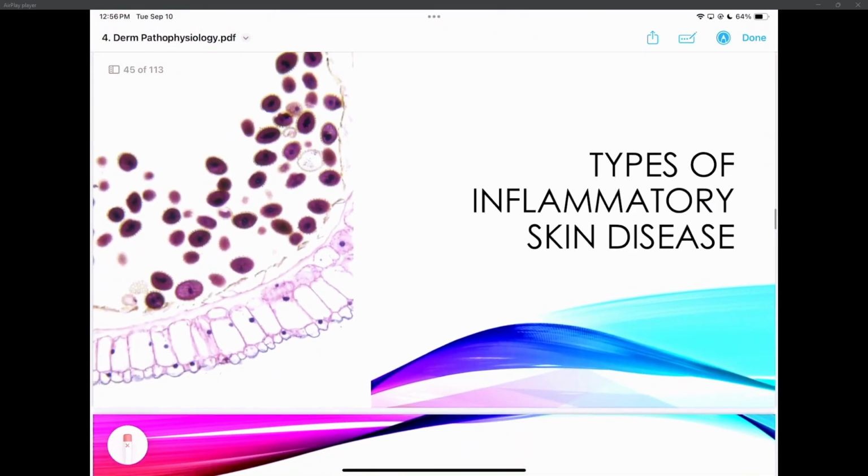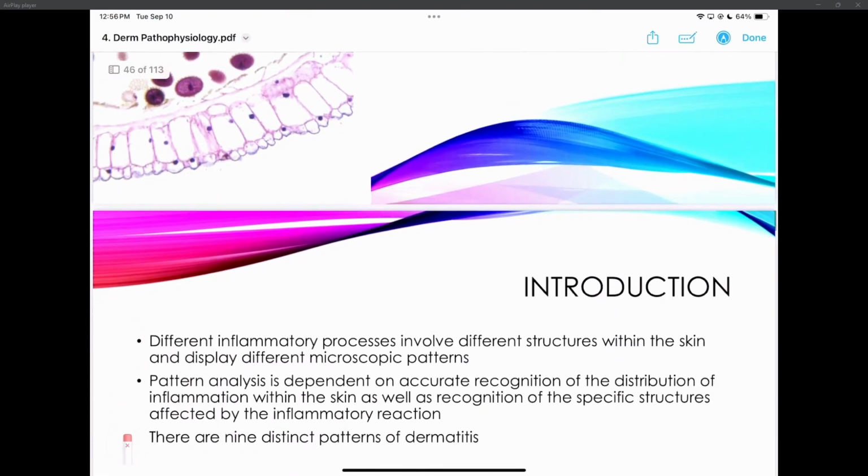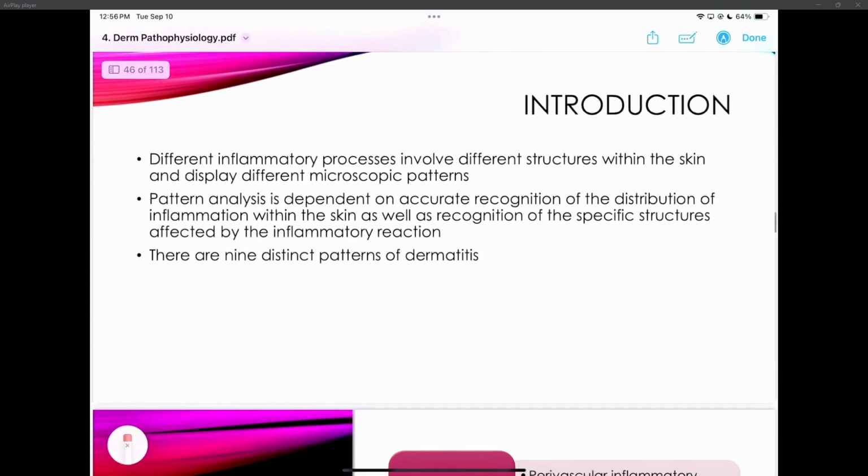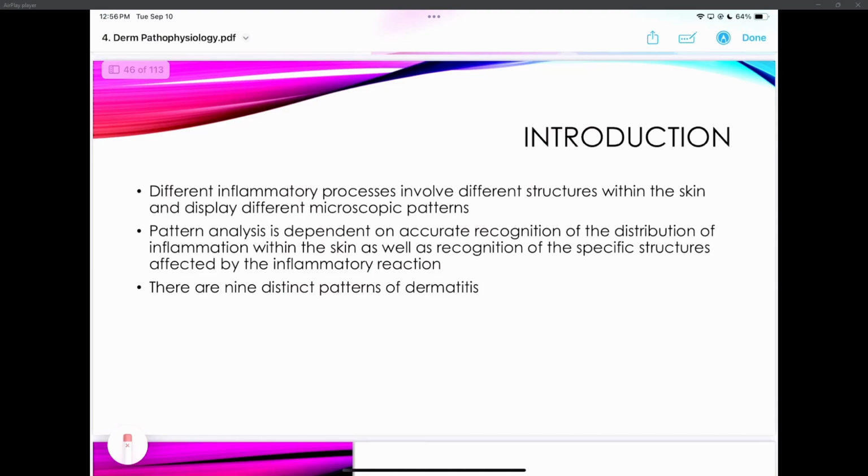Okay, so types of inflammatory skin diseases. This is pretty much all we're going to be focusing on in this class, the inflammatory skin processes. They have different structures within the skin that they affect, and display different microscopic patterns. There's only 9 of them that we have to worry about. Of these 9, we're going to go through what diseases fall under this category. So we are going to associate the diseases, but we're looking at it from what disease process is going on first.